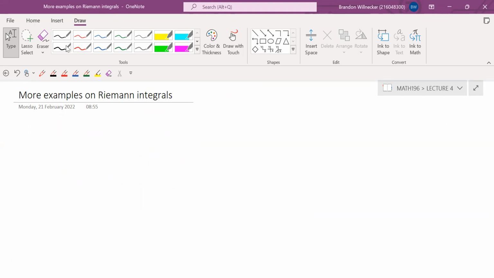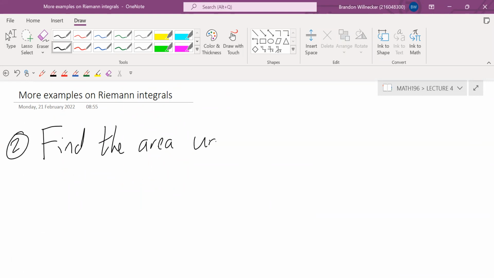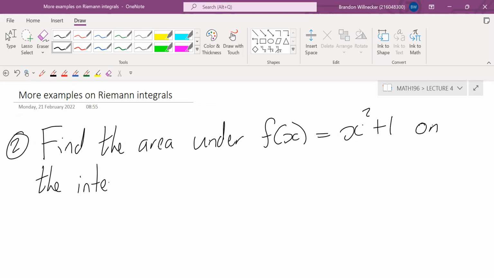Okay, so this is going to be example number 2. So very similar. So we want to find the area under f of x is equal to x squared plus 1 on the interval 1, 2. So from 1 up to 2.